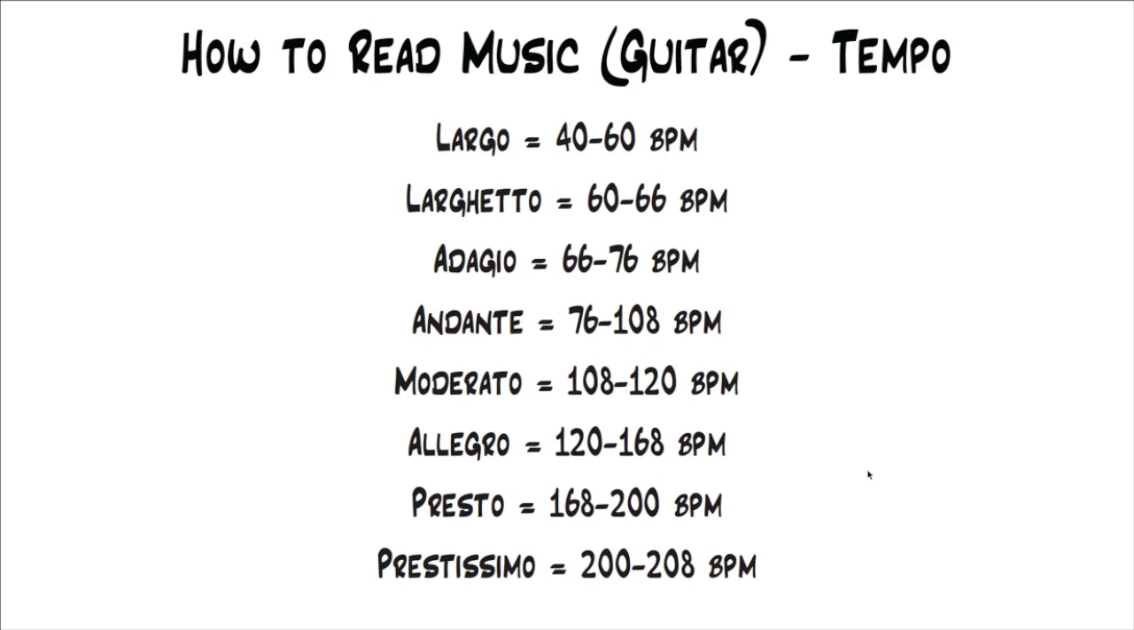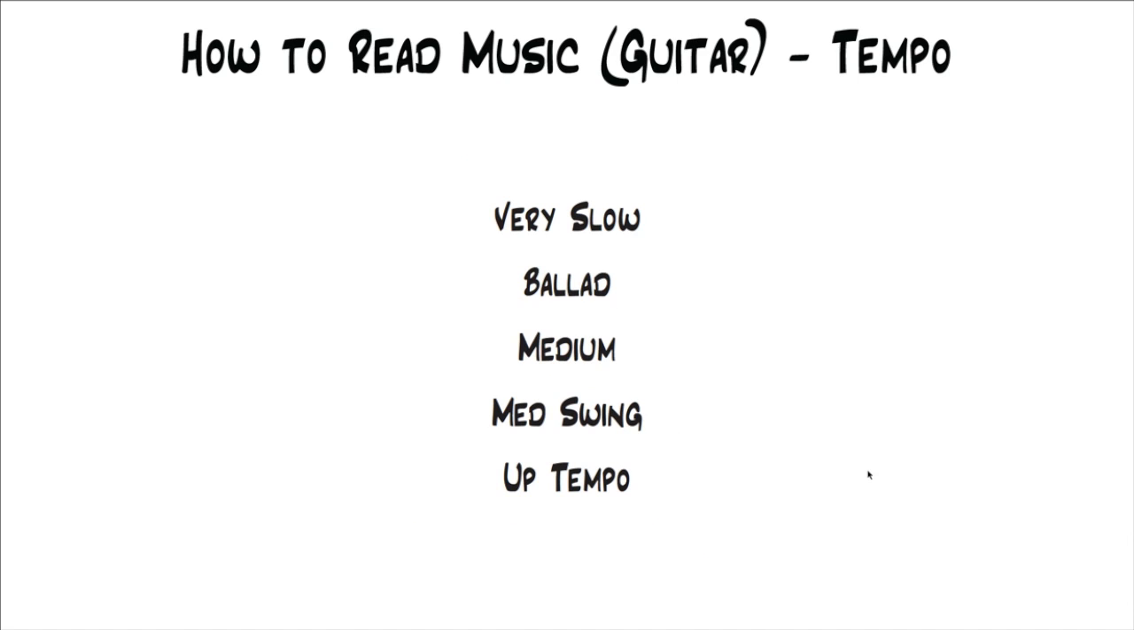If you're playing off a jazz sheet or something else, more modern music, you might not run into these words. It might just show you the actual BPM, like I just showed you, with the quarter note equals whatever. And it's not always a quarter note. It could be another note value that equals whatever BPM. Or, for example, on a lot of jazz sheets and different types of music, you might see something like this.